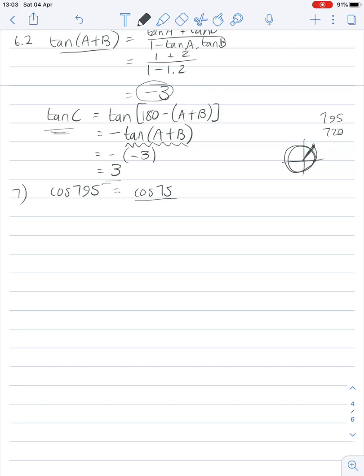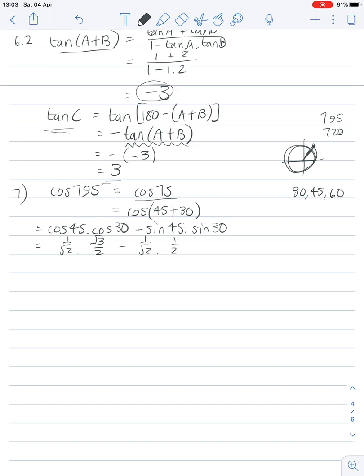Cos 75, we can't use a calculator. So what are our special angles? 30, 45, and 60. So we can write cos 75 as cos of 45 plus 30. Or 30 plus 45, I guess. Now, knowing our compound angles, cos 45 cos 30 minus sine 45 sine 30. And then we're good to go with our special angles. So 1 over root 2 times root 3 over 2, minus 1 over root 2 times a half.